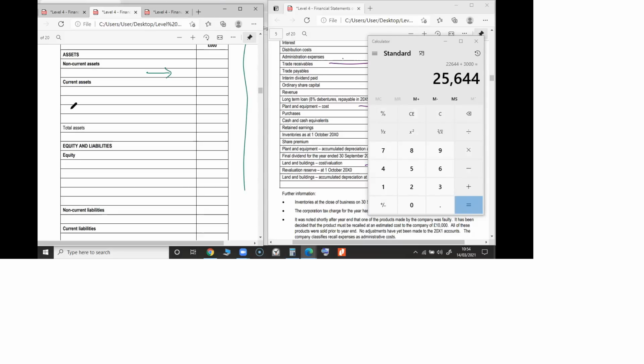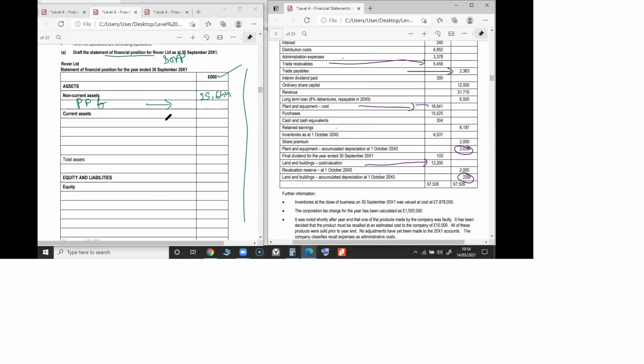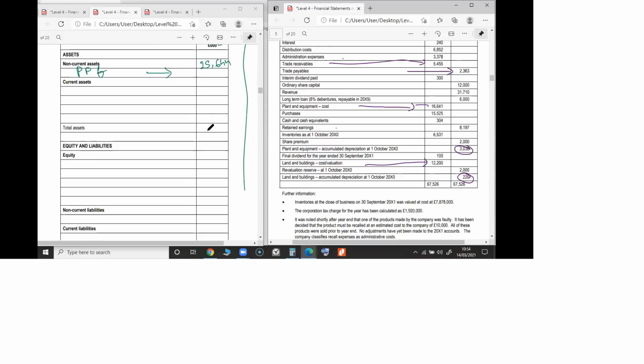Let's write it down then. We can start our SOFP now. Non-current asset, PPE, property, plant and equipment. And the figure on screen, since you people have worked it out in the chat, 25644. These are all in 000s. Number two, in the current assets, you can take quite a few items like closing inventory, trade receivable, cash, bank, all the items. Obviously, we do have a closing inventory. What is the figure? This is the figure, 7878. Agree with me, yeah?